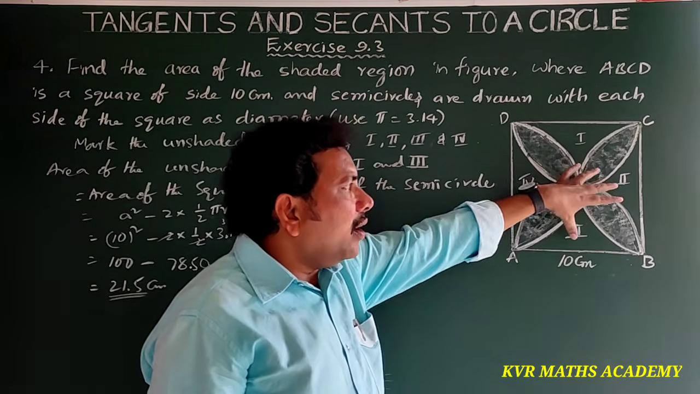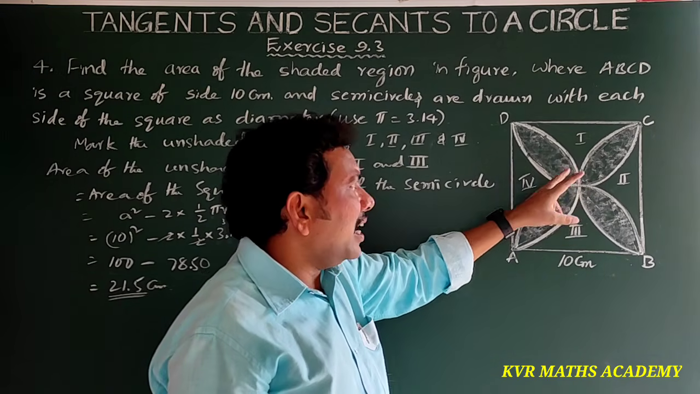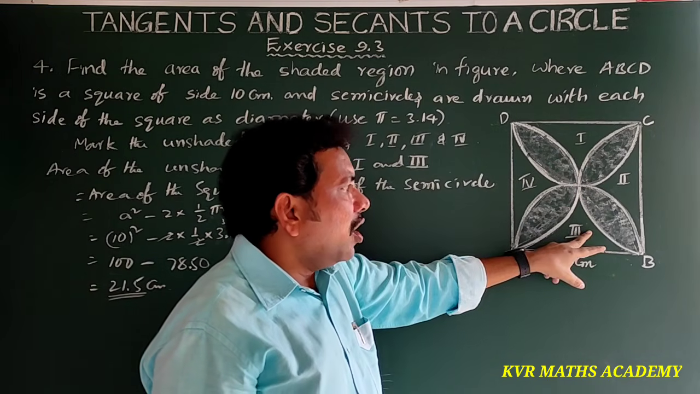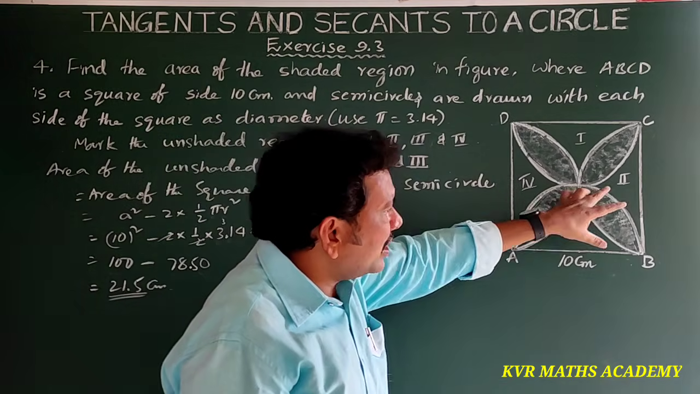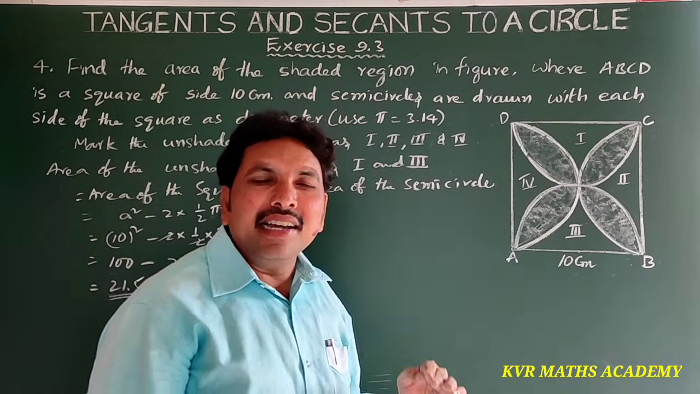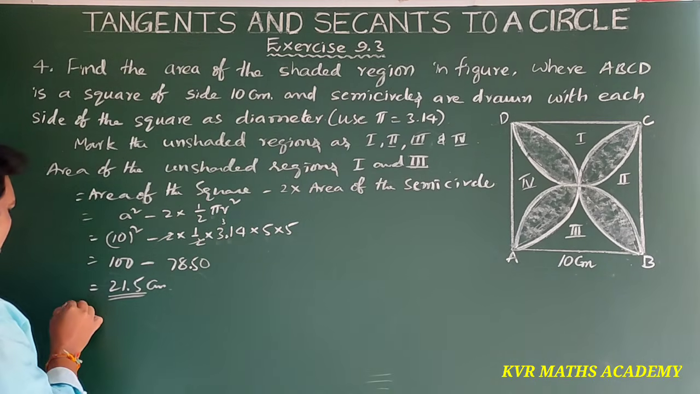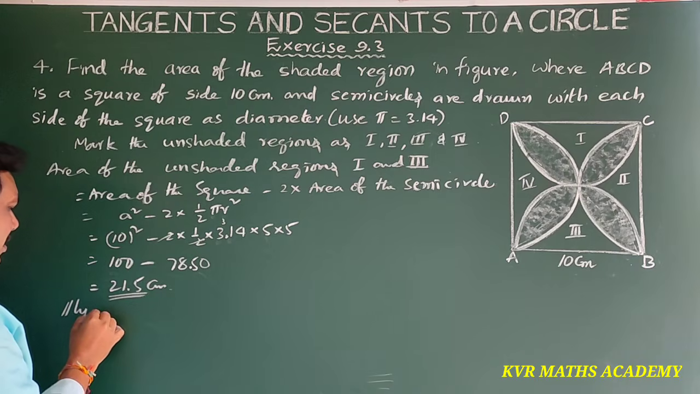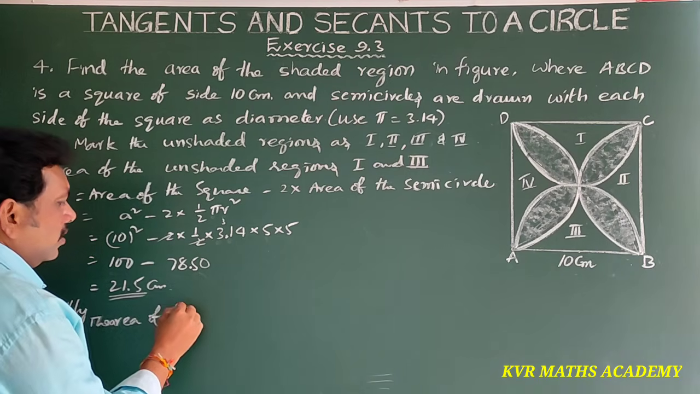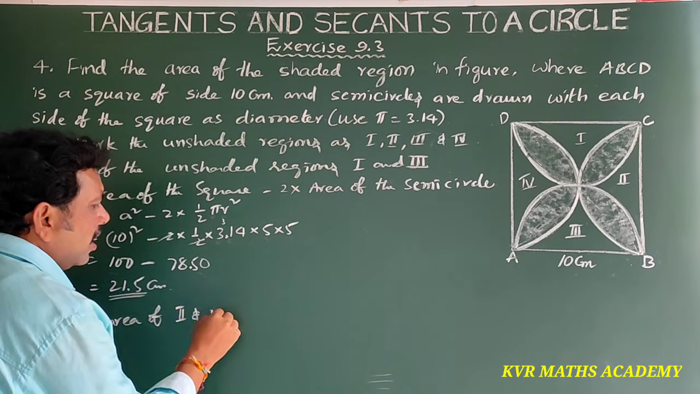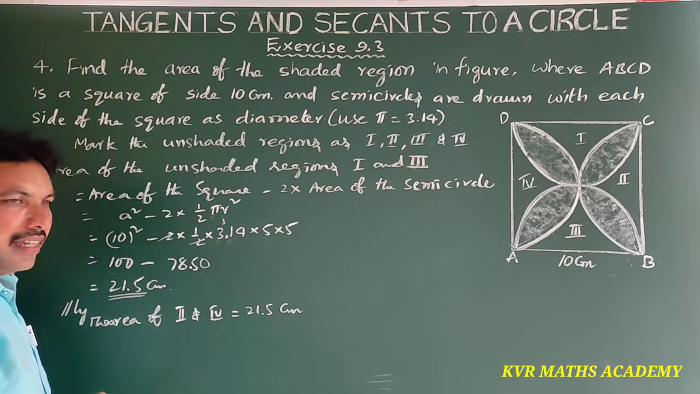So here all the unshaded portions are equal or not? Yes, exactly equal. So 1 and 3, how much do you get? Yes, you got 21.5 now. So in the same way 2 and 4 also you will get exactly 21.5, right? Similarly, the area of 2 and 4 is also equal to 21.5 square centimeters, right?